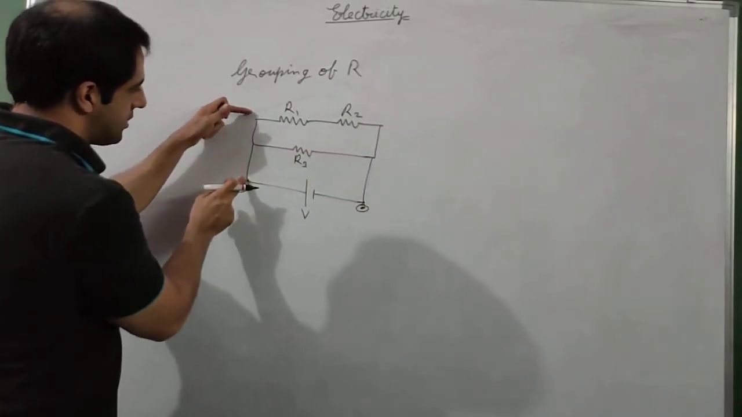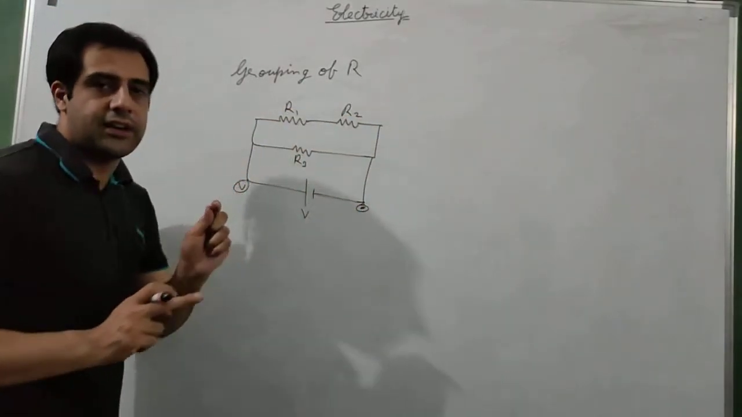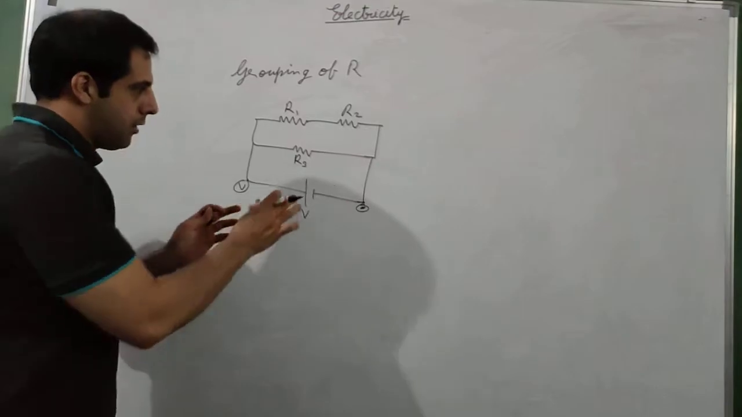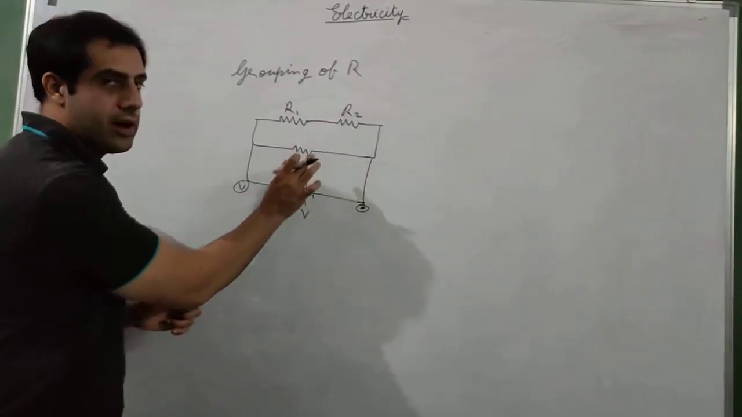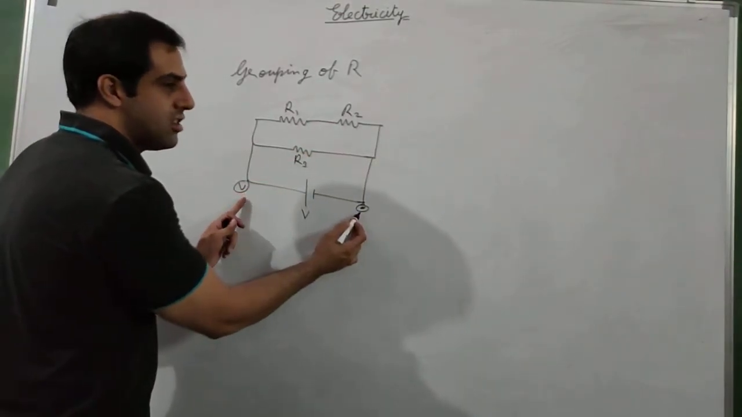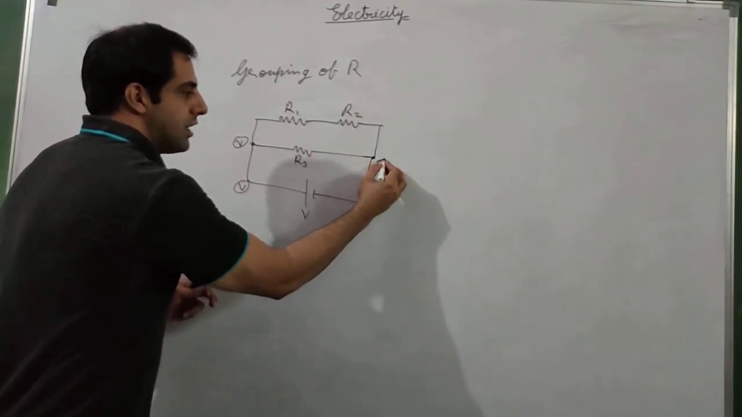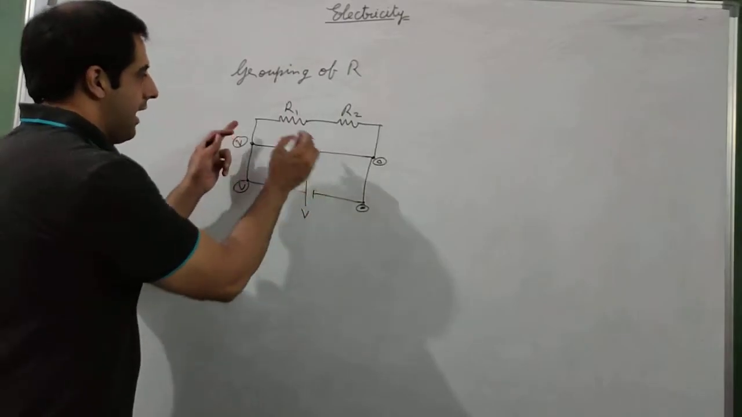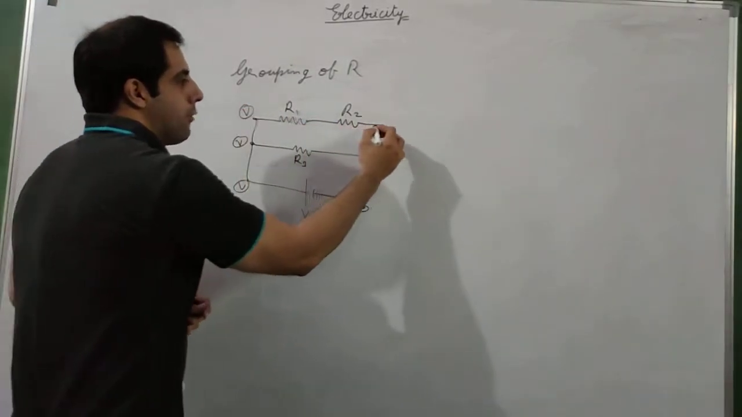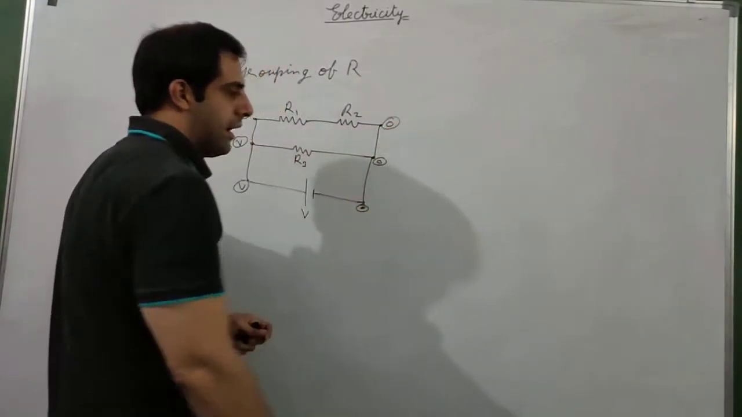The resistances of these conductors, from here to here and here to here, will be ignored because they are negligible in front of R1, R2 and R3. So this V and 0 potential difference will be transferred on these 2 junctions, these 2 points as it is, and similarly they will be transferred on these 2 points as it is.